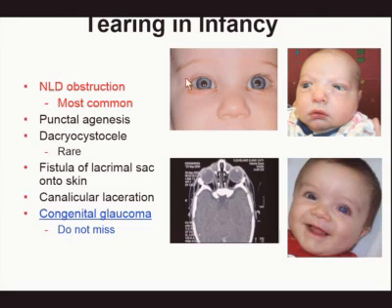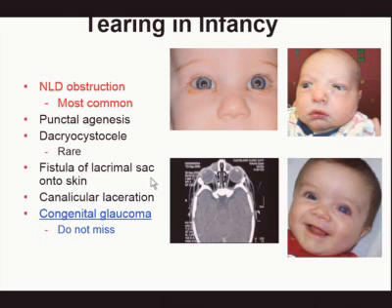Dacryocystocele looks different than a nasolacrimal duct obstruction. With a dacryocystocele, you're going to see a blue raised lump. It can be bilateral. You can see these dacryocystoceles here on the scan. The problem is if it's bilateral, it can block the airway for these nose-breathing kids.